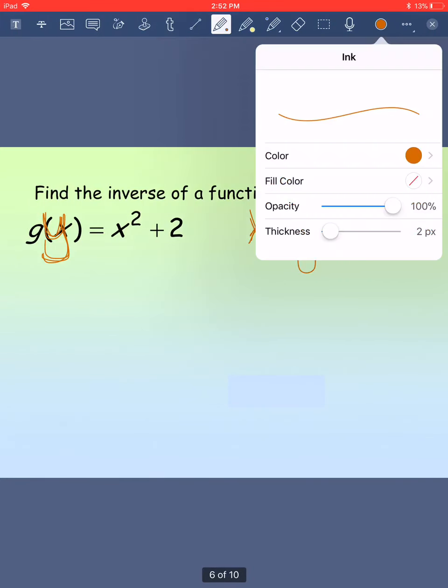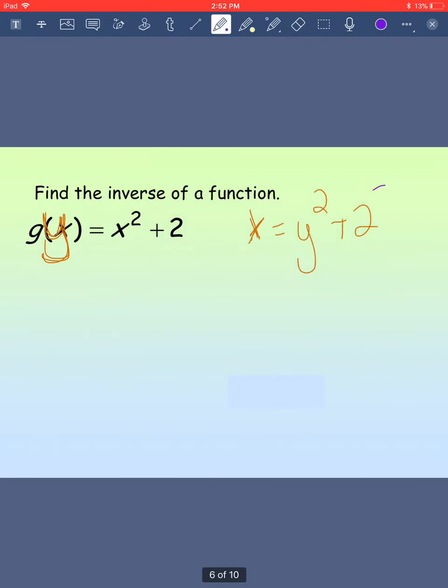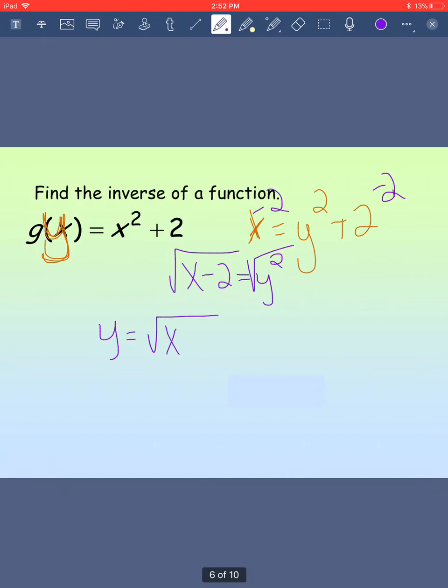And now I'm going to solve for y. So my first step is I'm going to subtract 2. And I get x minus 2 equals y squared. And now to get y alone, I'll square root both sides. So I get that y equals the square root of x minus 2. And my last step is to write it in inverse notation. So my original was g of x, so I'm going to write it as the inverse of g of x equals the square root of x minus 2.